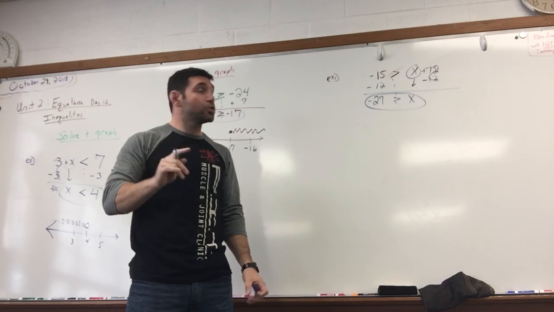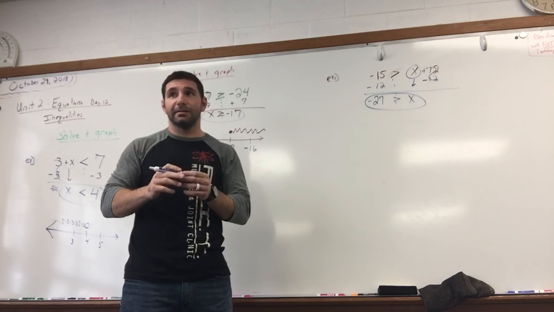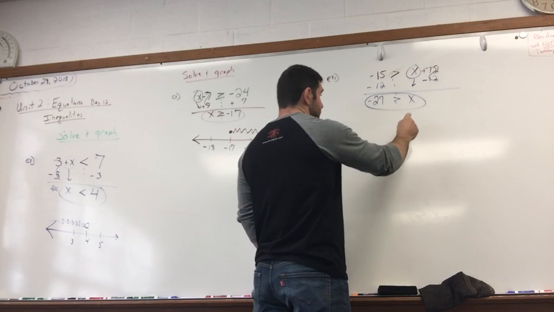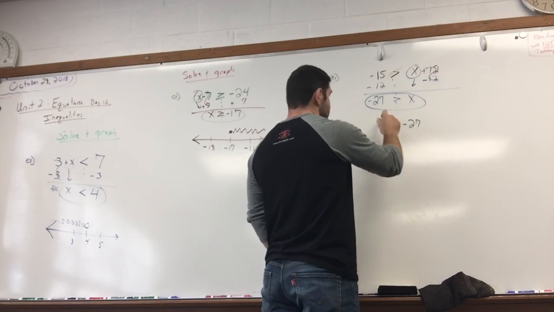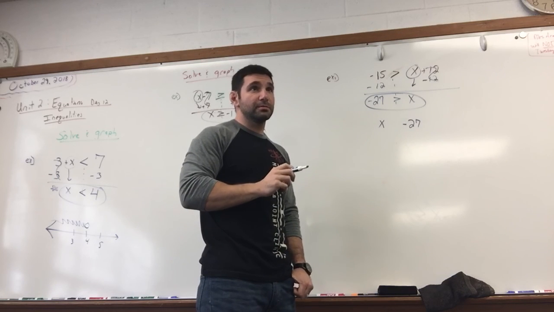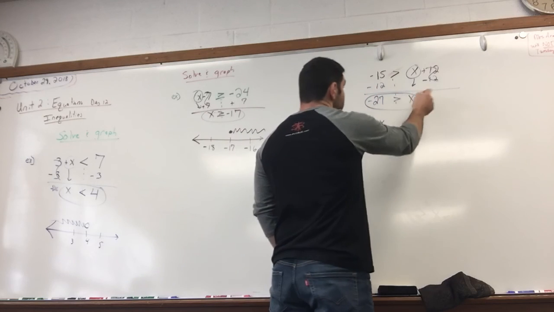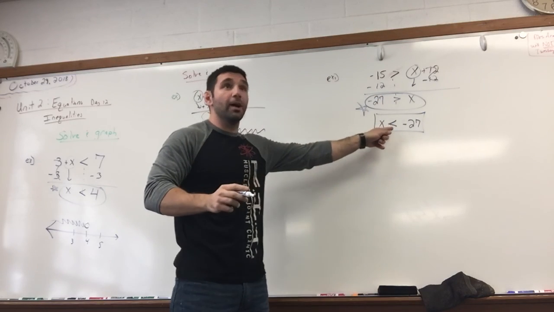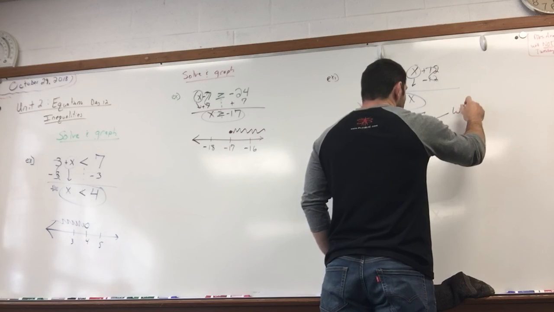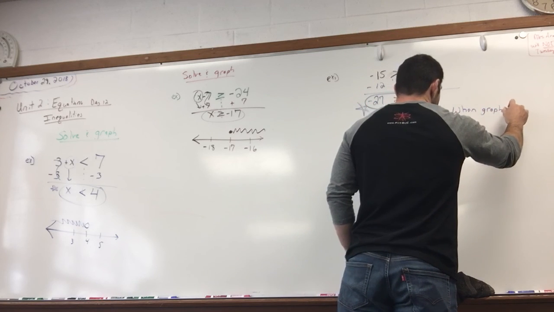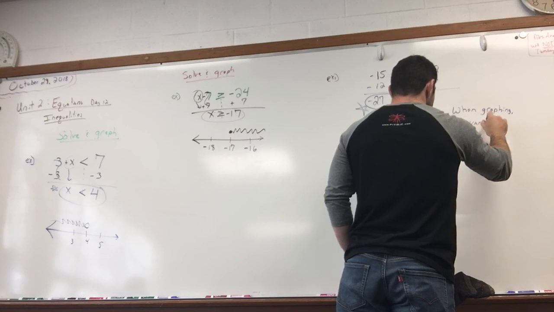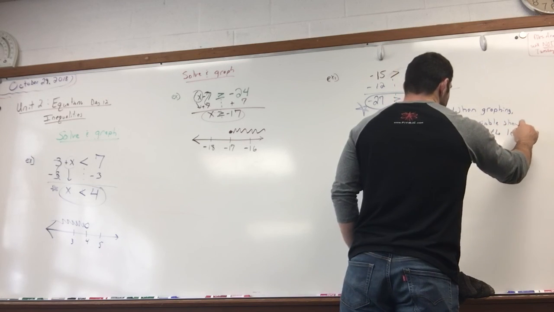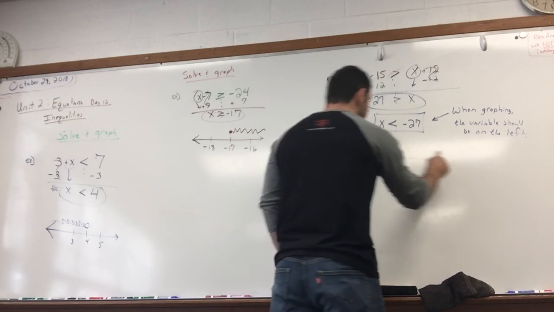Absolutely not. What do we need to do with it because the variable is on the right-hand side? Put the negative 27 on the other side. So x and negative 27 flip, but what else has to flip? The inequality sign. So if it's pointed at the x, it stays pointed at the x. They are both answers, but this one helps me graph. So I'm going to put a little note: when graphing, the variable should be on the left.